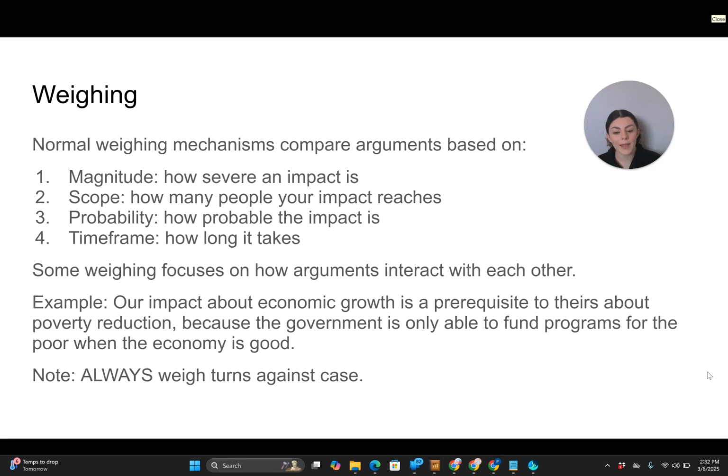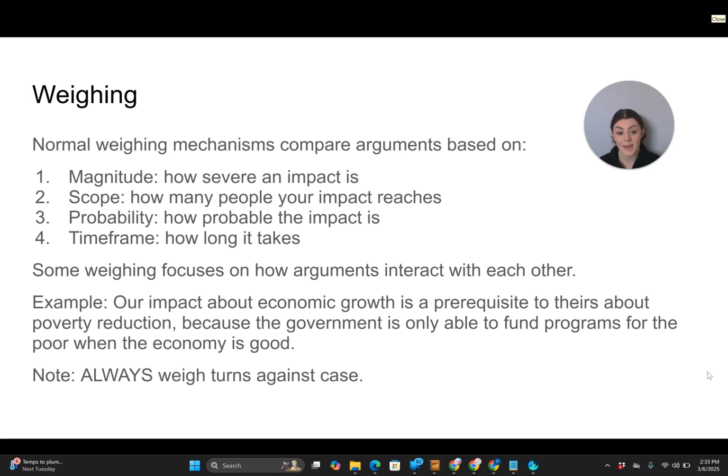Again, a lot of weighing intertwines arguments together, the way magnitude and scope intertwine a lot. I guess probability and time frame can also intertwine a lot with the atomic bomb example. You could first say it's not probable. Second of all, it's not happening now, so why are we even really talking about it? So a lot of those can intertwine.